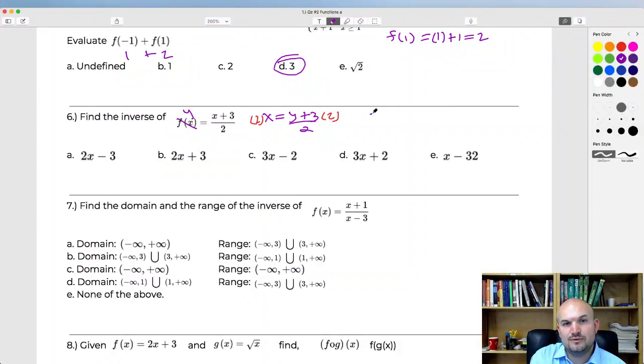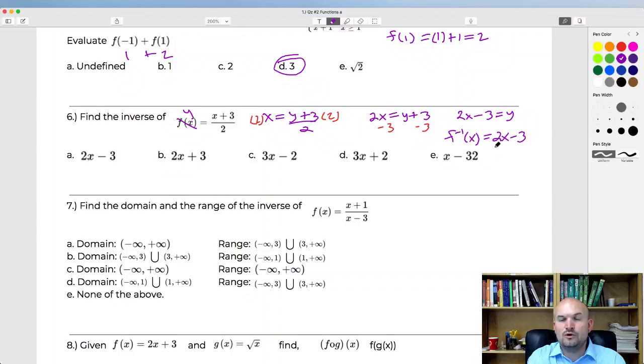Then that's going to equal 2x equals y plus 3. And then I'm going to undo adding that, so I'm going to subtract. So therefore, I now have 2x minus 3. So I'd have 2x minus 3 is equal to y. If I was going to write that in function inverse notation, I'd have f inverse of x equals 2x minus 3. But you can see here they're only asking for the expression, so 2x minus 3 is answer A.